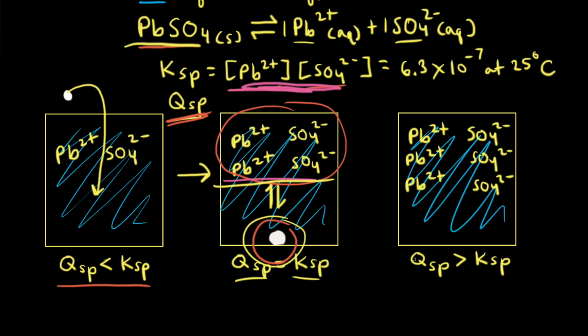That concept helps us understand what happens when QSP is greater than KSP. When QSP is greater than KSP, the solution is oversaturated, so it's exceeded the limit of what can dissolve, and therefore you can imagine some lead 2 plus ions combining with some sulfate ions to form a precipitate. Therefore, when QSP is greater than KSP, a precipitate will form. The precipitate will continue to form until QSP is equal to KSP and the system reaches equilibrium.